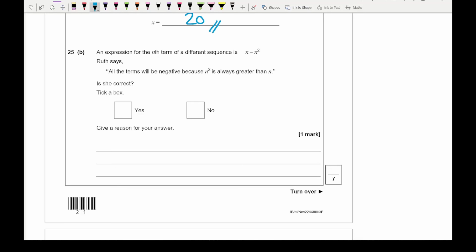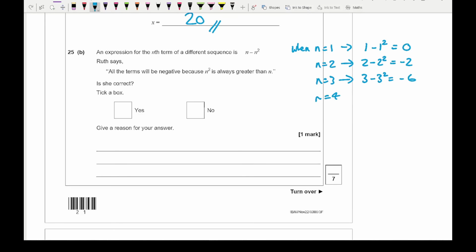So let's try when n is 1. Then we're going to end up with 1 minus 1 squared, which is 0. Then when n is 2, we get 2 minus 2 squared, which is minus 2. When n is 3, we get 3 minus 3 squared, in which we get minus 6. When n is 4, we get 4 minus 4 squared, which is minus 10.